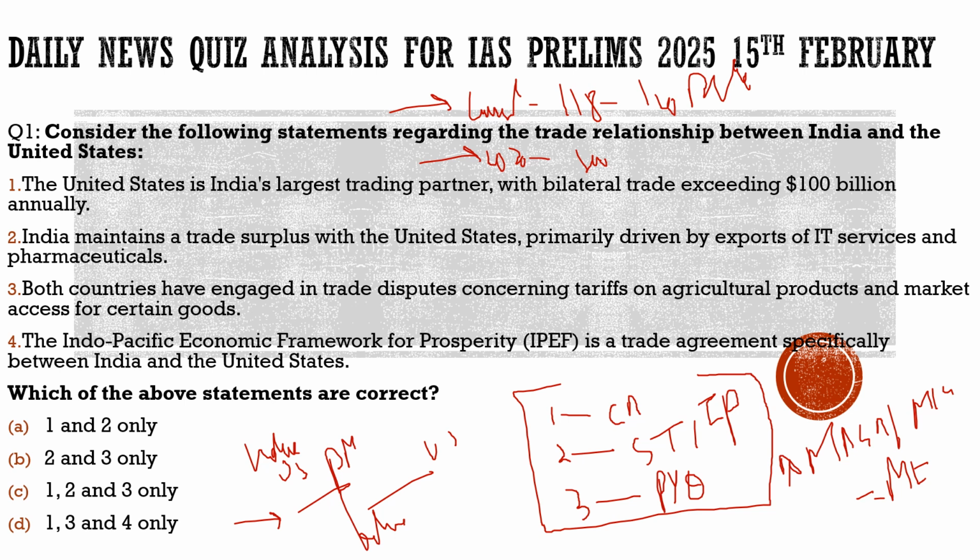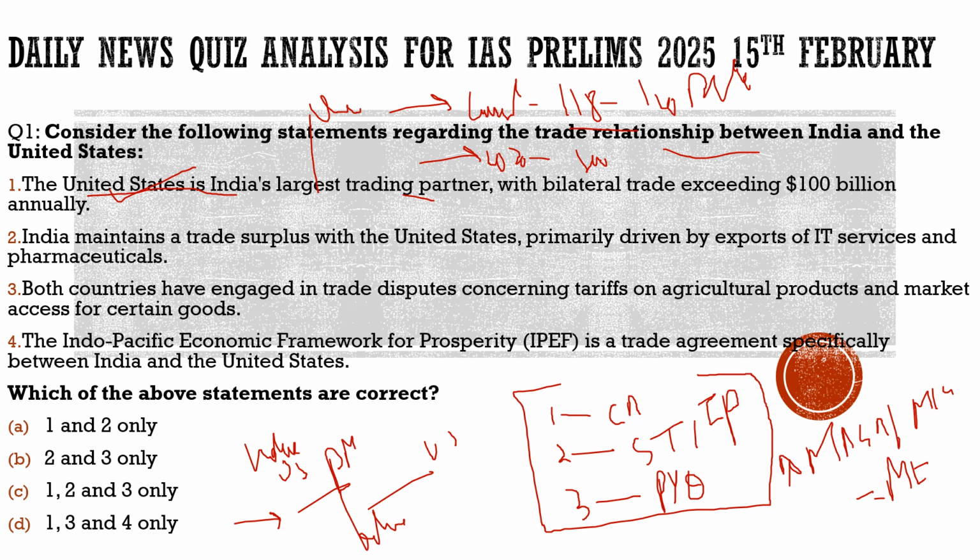A question can be asked in the exam, and here is the model question on that. Let's try to solve it. The question says, consider the following statements regarding the trade relationship between India and the United States. First statement, the United States is India's largest trading partner, with bilateral trade exceeding 100 billion annually. Sometimes it is China, sometimes it is the US. That's what we saw here. So the first statement is 100% correct without any doubt.